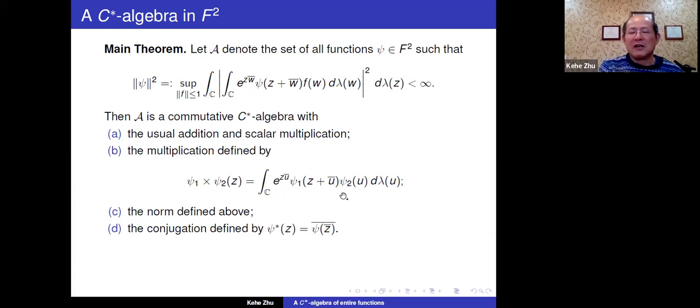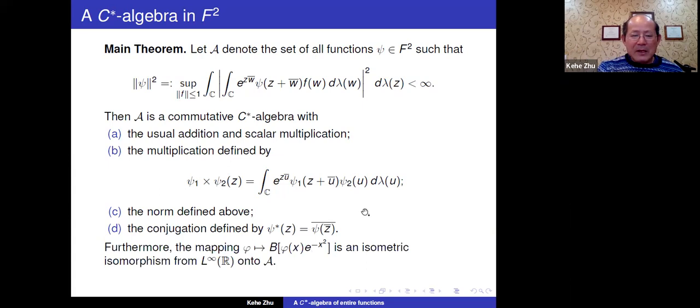Not only is it a star algebra, it's also a one-normal algebra. And the precise isomorphism from L infinity to A is this. If you have a function phi in L infinity, you look at this function, it's going to be in A, and then this will be a star algebra isomorphism. The multiplication for phi corresponds to the new multiplication over here, and the conjugation for phi corresponds to this.